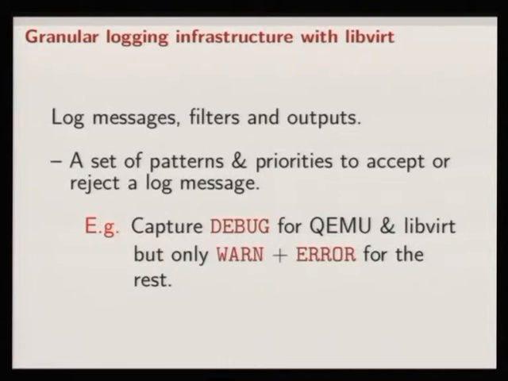A few minutes ago I mentioned the libvirt log filters. That allows you to examine the libvirt log file in a more granular fashion. Three main things that libvirt has are log messages, log filters, and log outputs. Filters are essentially a set of patterns and priorities that you tell the libvirt daemon to log. For instance, if you want to capture only things related to the QEMU driver, you can specify to capture debug priority for the QEMU driver and error or warning messages for the rest of them.